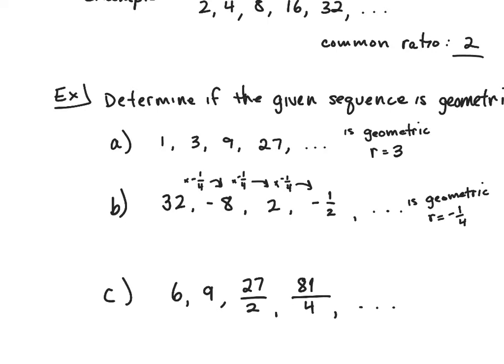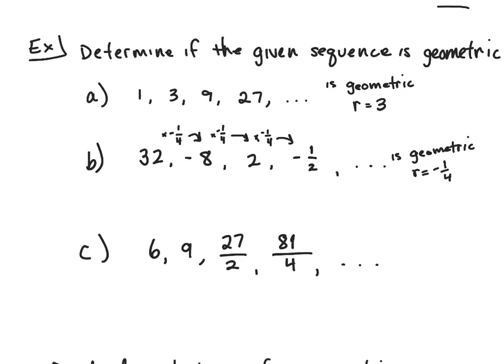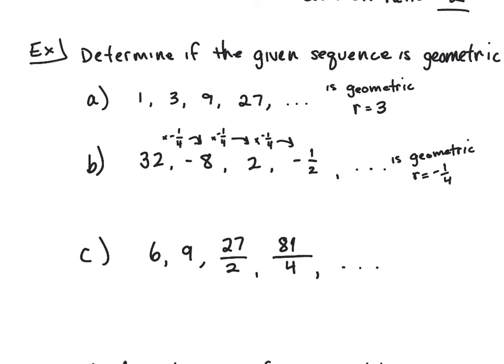Part C, maybe a little less obvious whether or not it's geometric, and if it is, what the common ratio would be. But we're at least certain that we're not adding the same value every time. So it isn't arithmetic. Doesn't guarantee that it's geometric, but at least we know it's not arithmetic. So if we suspect it's geometric, we can try to find the common ratio by dividing the second term by the first term, and then the third term by the second term. Make sure we get the same value every time.